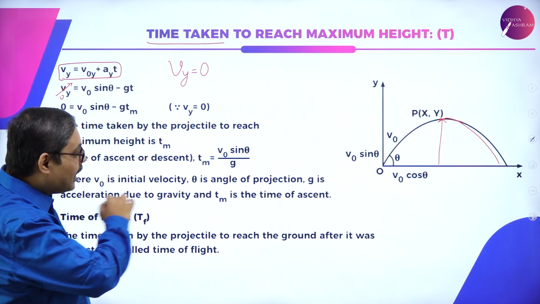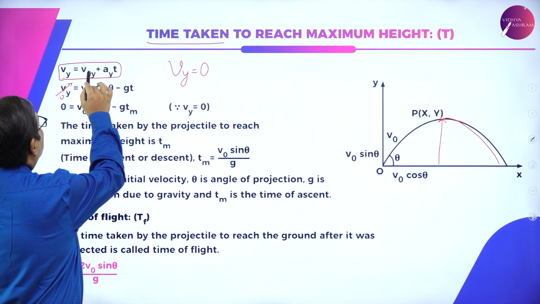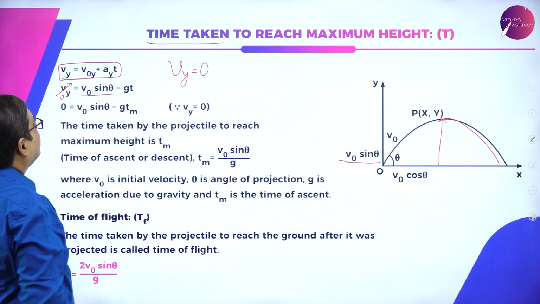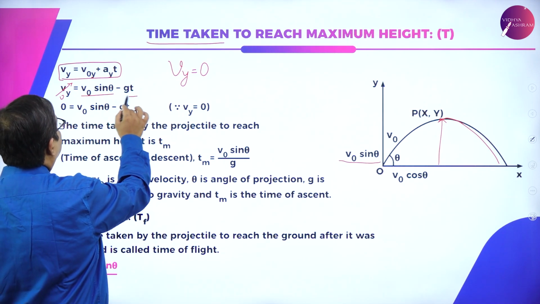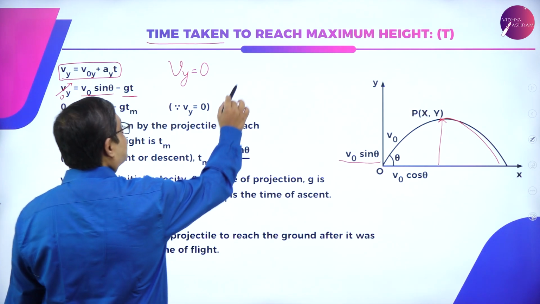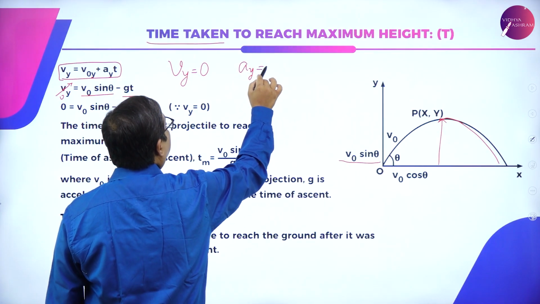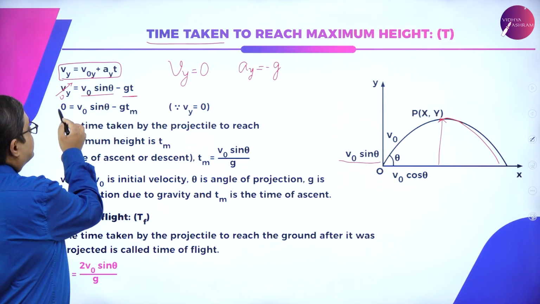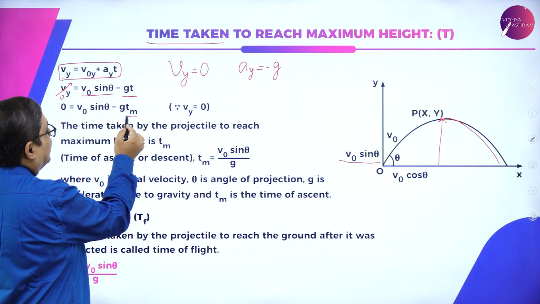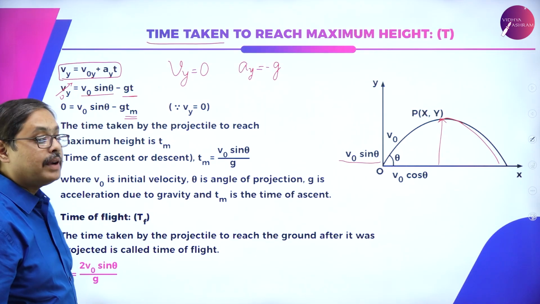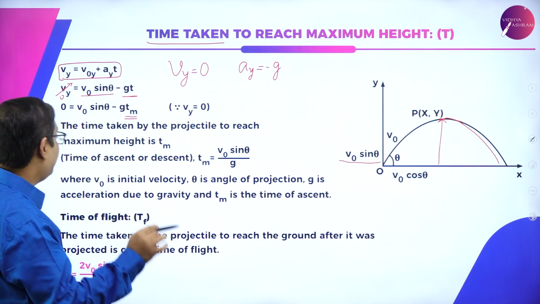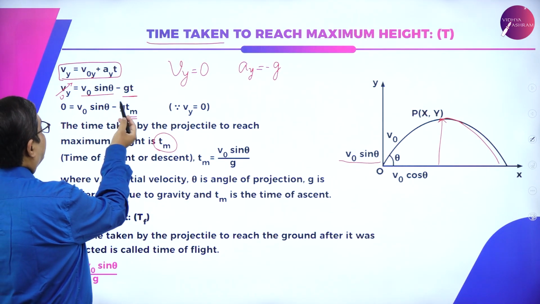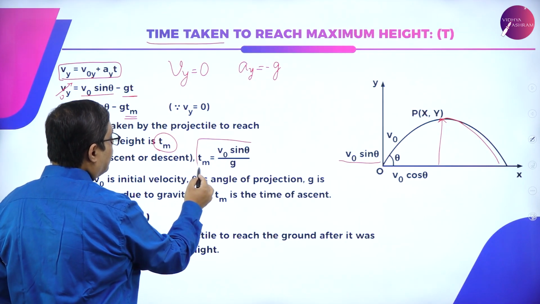We know that along the y-axis, V naught y is V naught sine theta. So I replace V naught y by V naught sine theta, minus gt, because the acceleration in the y-axis is influenced by gravity. So what will happen? 0 is equal to V naught sine theta minus g into Tm, where the time taken by the projectile to reach the maximum height is given by Tm. Ultimately, I can say that Tm is equal to V naught sine theta by g.